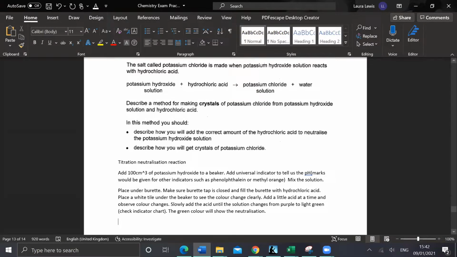So what we need to do is to make it pure. So note down how much acid has been added. Okay, so repeat the procedure without indicator and the same amount of acid.